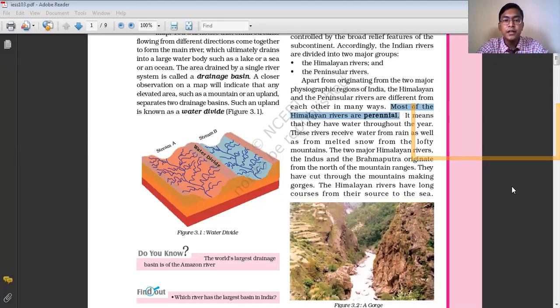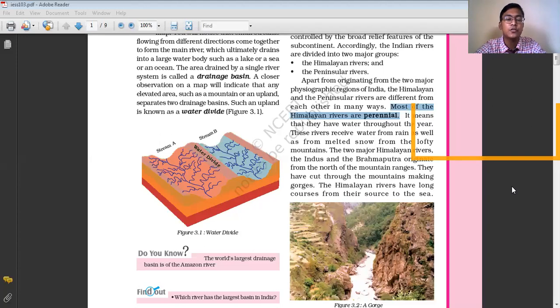So the term perennial basically refers to having a continuous supply of water. The Himalayan rivers have a continuous supply of water throughout the year. It means that they have water throughout the year, and these rivers receive water from rain as well as from melted snow from the lofty mountains. That means the Himalayan rivers have water supply throughout the year.